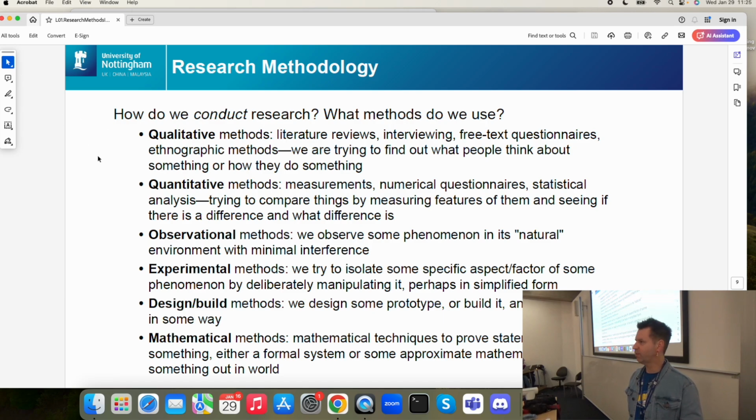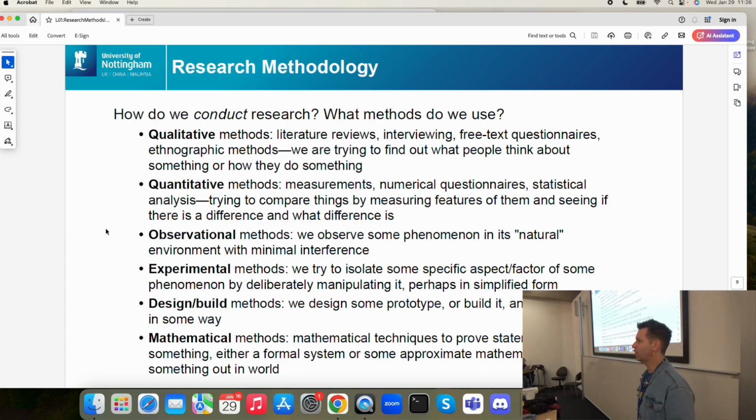Quantitative research is based on numeric data. So measurements, numerical questionnaires, statistical analysis, trying to compare things by measuring features, and so on. Qualitative is based on natural language. Quantitative is based on numerical data. That's the fundamental difference.